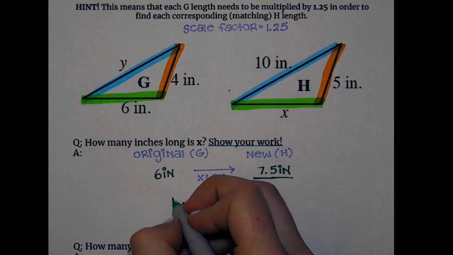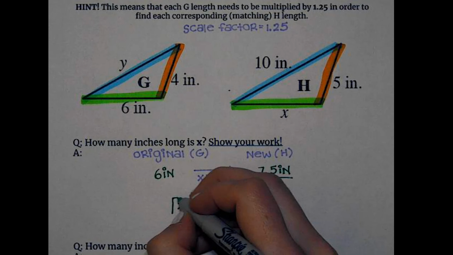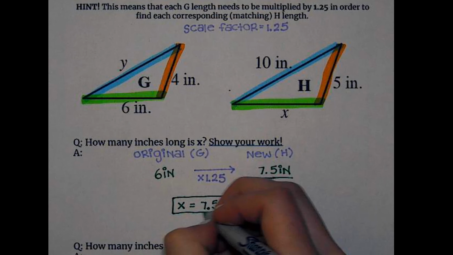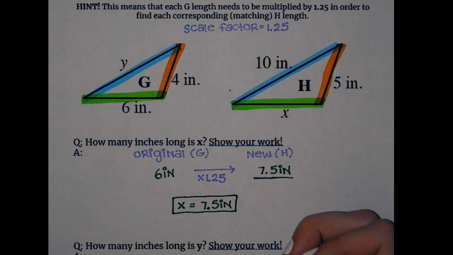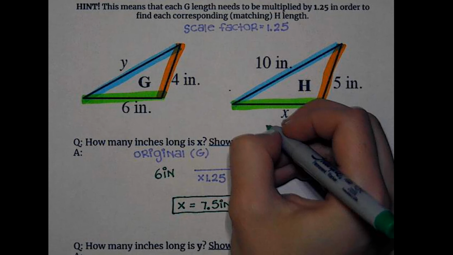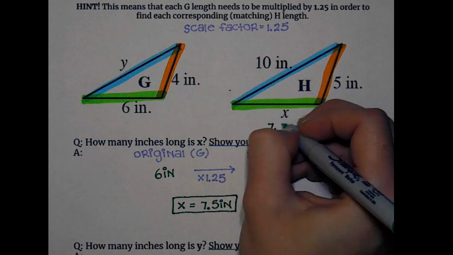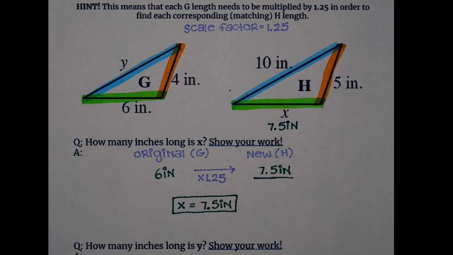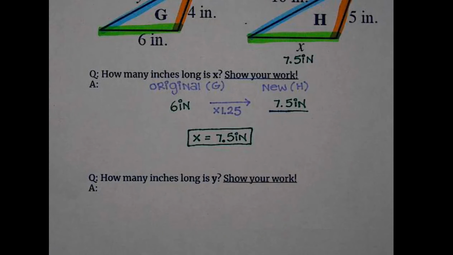And because this is a value of measurement and we are defining it by a variable, I always like to box it. And then I actually like to go up here and write 7.5 inches just for my reference. Now our next one, we're going to do the same thing. We have to start with the original over here.